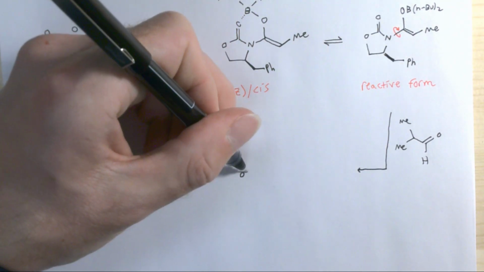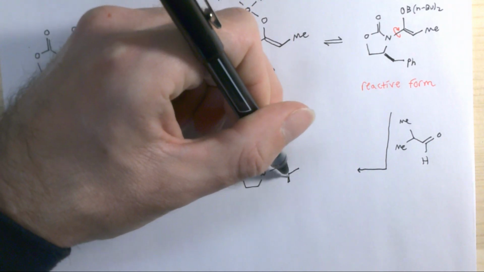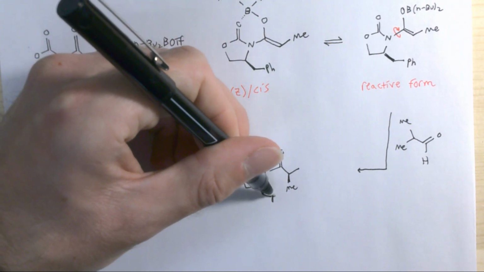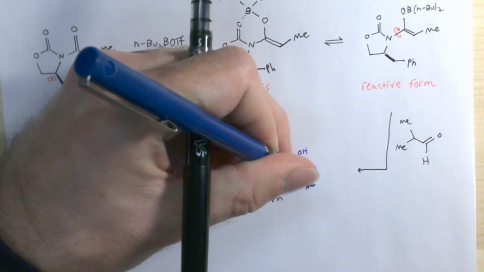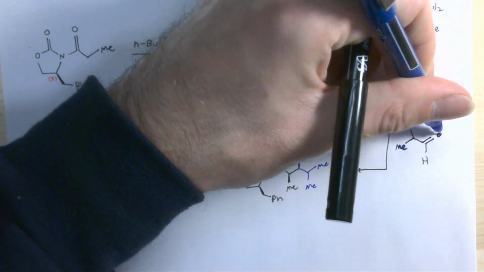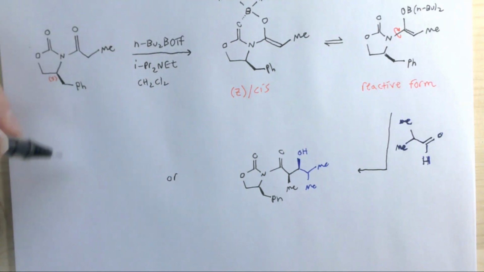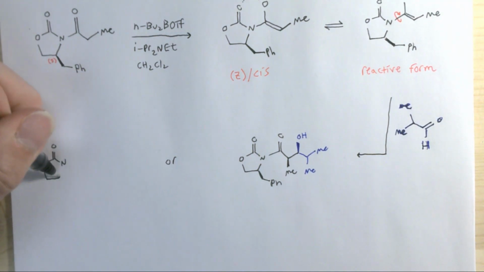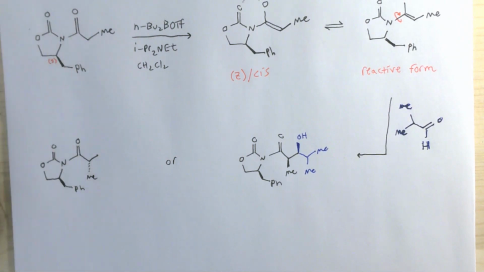So really, my choices here are going to be the following products. I can either get the syn product where they're both on wedges like this. And again, I'm going to try and do these aldehydes in blue, just so we can follow it through these reactions, see it in the transition states. Or I might get the other product where they're both going to be on hashes. And the Zimmermann-Traxler transition state for these is going to tell us exactly which of these two products we can expect.